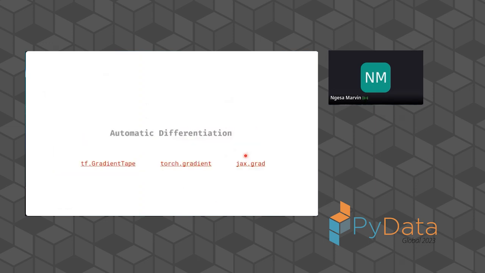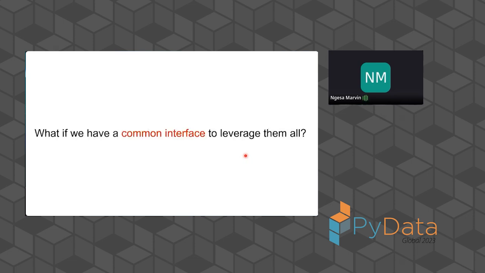But you've seen that the two key things when you're building a model are, the first one is Keras, then the second one is TensorFlow. So Keras allows you to define your layers and all that, while TensorFlow allows you to do automatic differentiation. But is TensorFlow the only automatic differentiation? Do we have others? What if we have a common interface to leverage all of them?